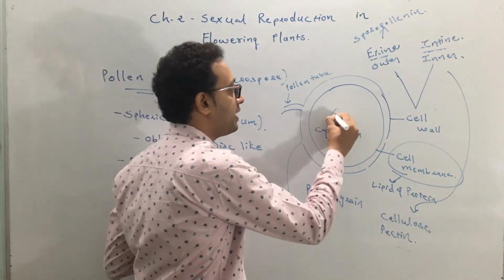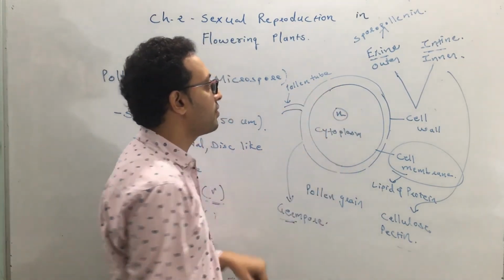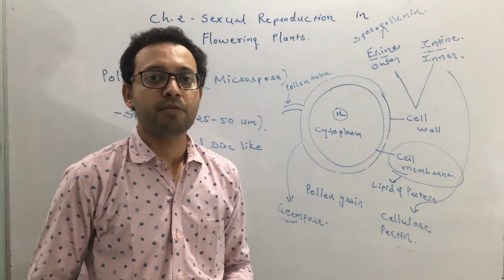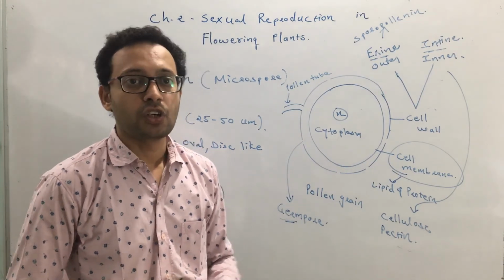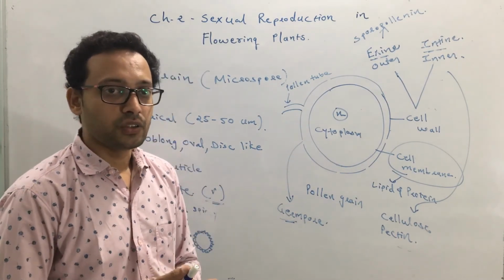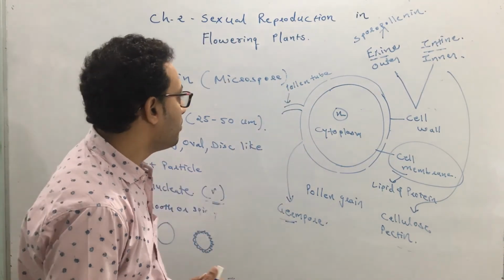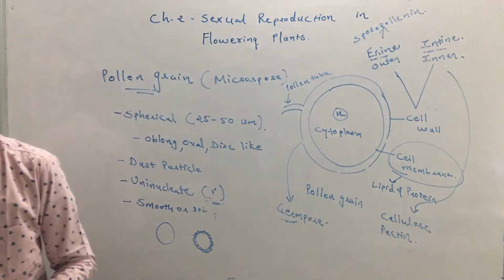And you know that pollen grain contains a nucleus that contains how many number of chromosomes? That contains n number of chromosomes. Clear about the structure or the layers of pollen grain? Okay. So that's about the layers of pollen grain. Now we move ahead.